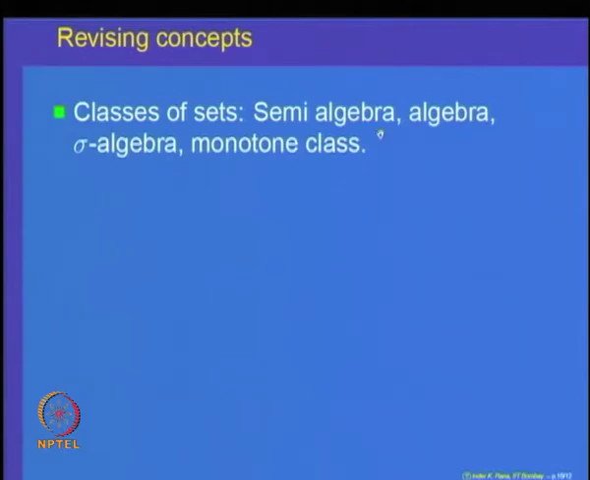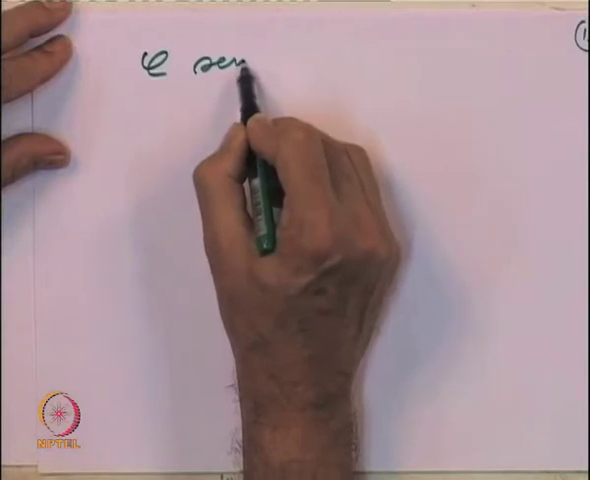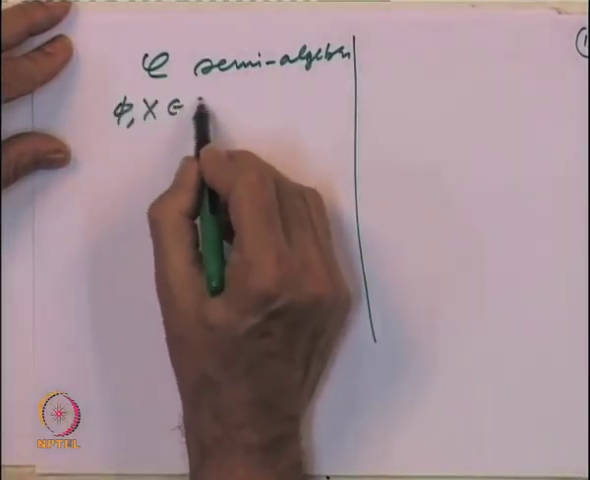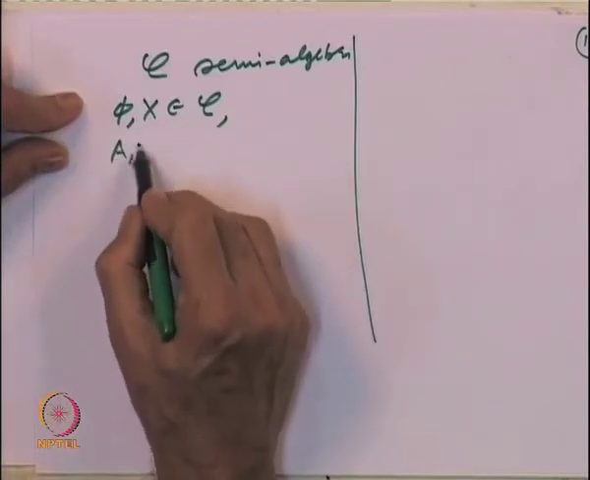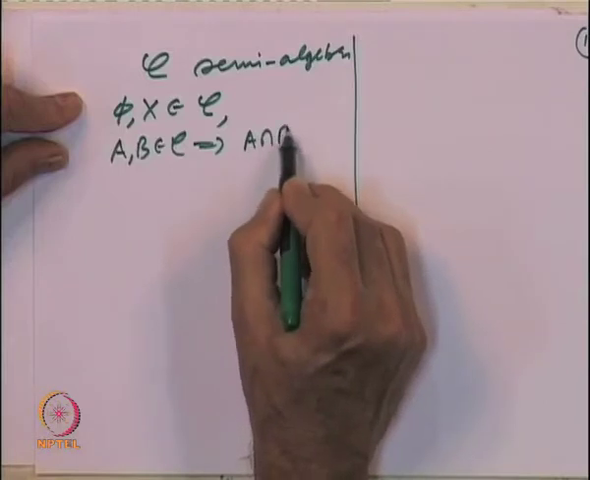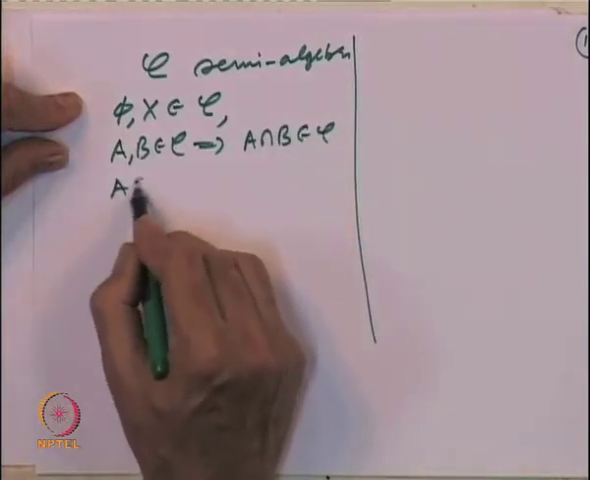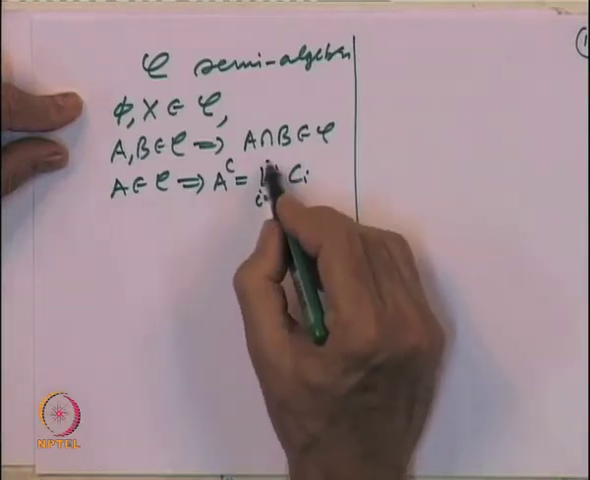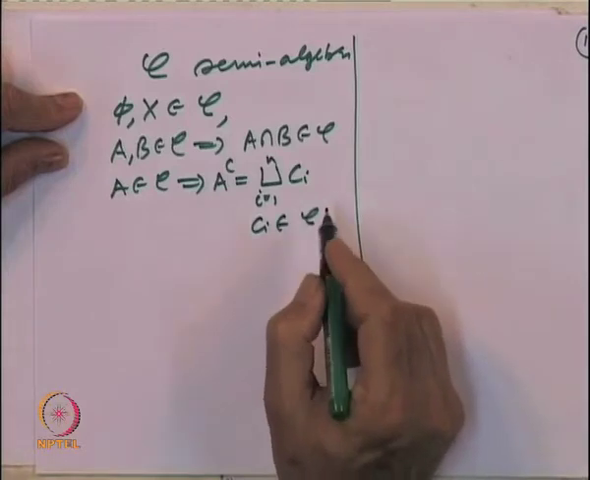Semi algebra was a collection of subsets of a set X with the properties: the whole space belongs to it, the empty set belongs to it, it is closed under intersections, and the complement of a set is not necessarily inside it, but can be represented. So, a semi algebra C meant that the empty set and the whole space belong to it, that is one property. The second one, A and B belonging to C should imply A intersection B belongs to C, and the third property, that A belonging to C implies A complement can be written as a finite disjoint union of elements of C, so C_i's belonging to C, for some n. So, that is a semi algebra.